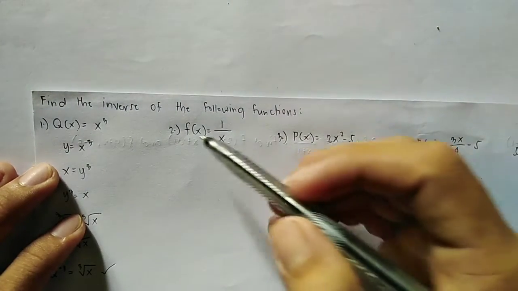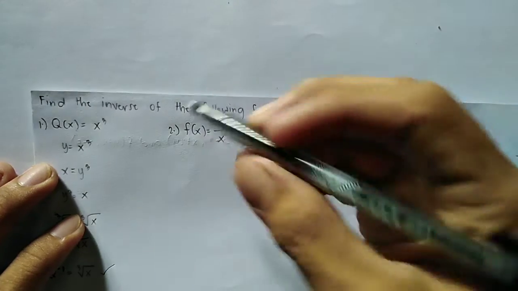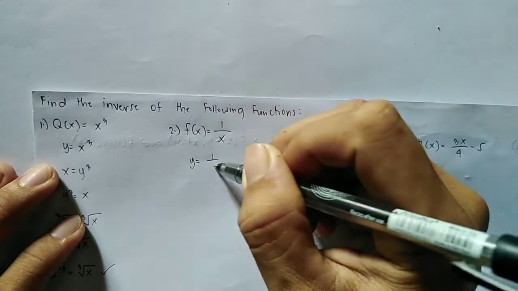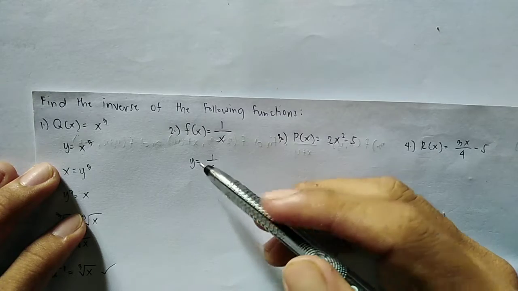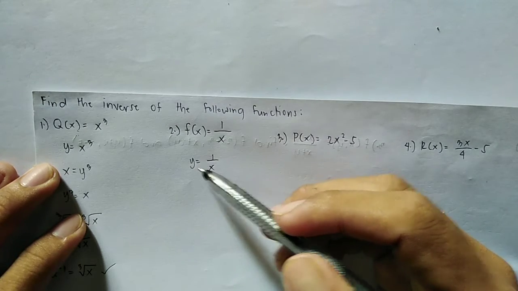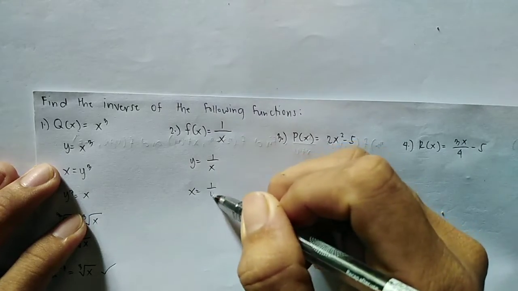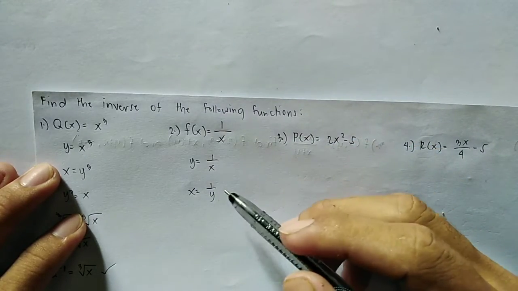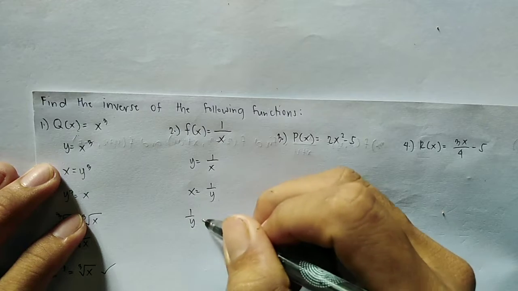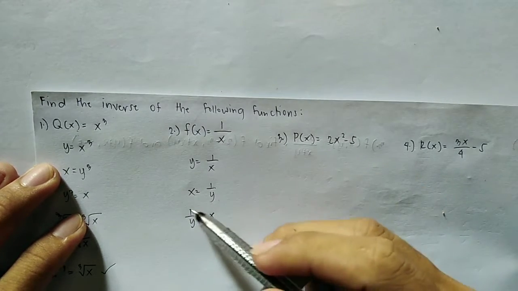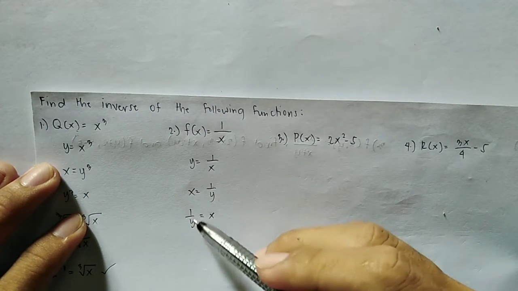The first step is to make the functional notation y. So you will get y equals 1 over x. Next, the second step is to interchange y and x, meaning you make y your x and your x your y. And then express the function in terms of y. So you will get 1 over y equals x. We have to make the left side y only.